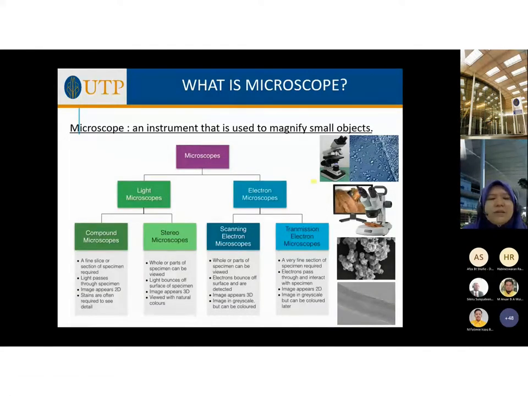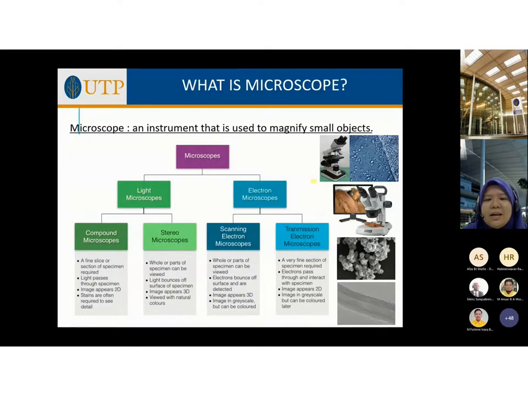Okay, and then for this type of microscope, the materials that we normally see are, for example, plant tissue, human cells, virus, bacteria, and also coronavirus. But that one, we need to view using an electron microscope.